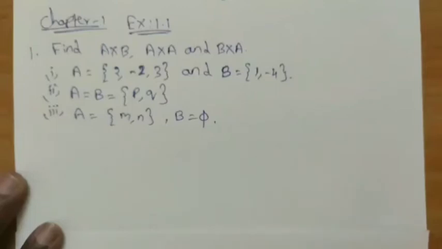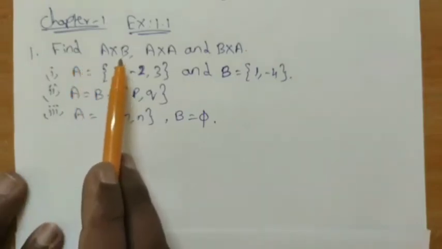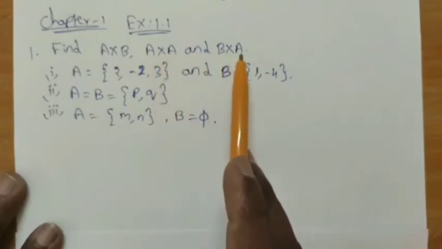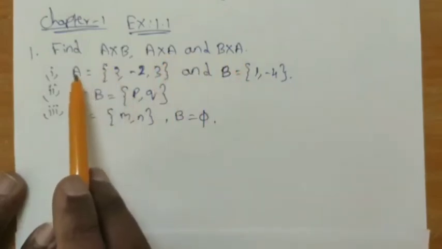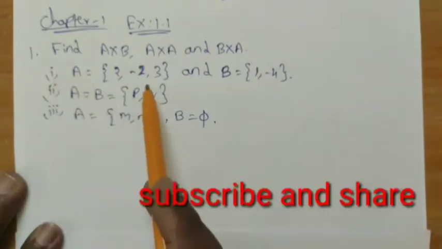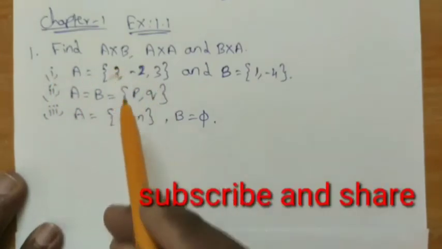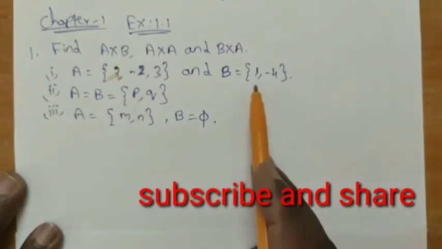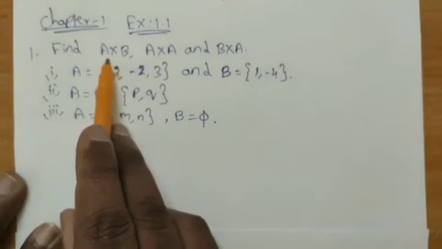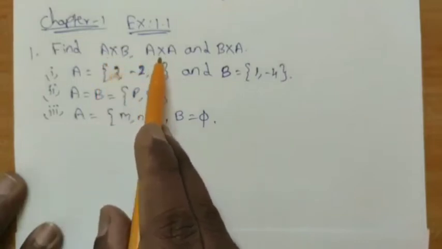Hi students, class 10 chapter 1 exercise 1.1 question number 1. Find A cross B, A cross A and B cross A. First, the set elements. In the first Roman number, A is given as {2, -2, 3}, and B is given as {1, -4}. First we have to find A × B, A × A and B × A.